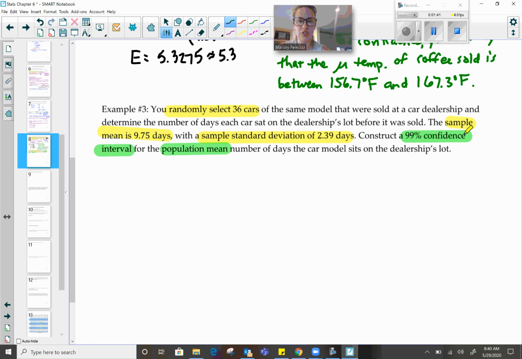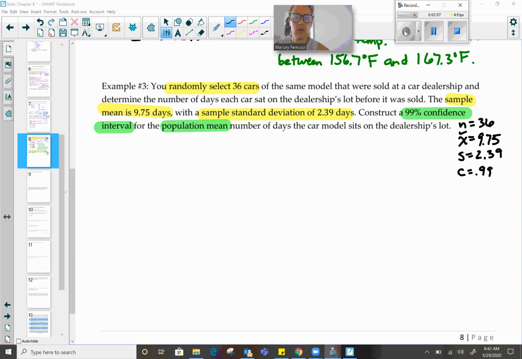So the 36 is your n. The 9.75 is your sample mean, so that's the x bar. And then the sample standard deviation s is 2.39. And then c is 0.99. Okay, so let's go through our checklist.